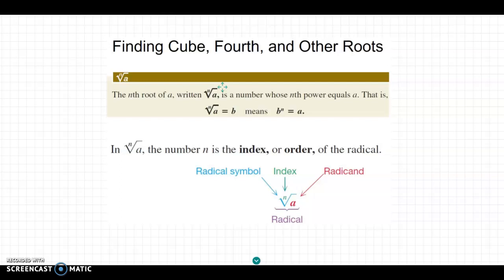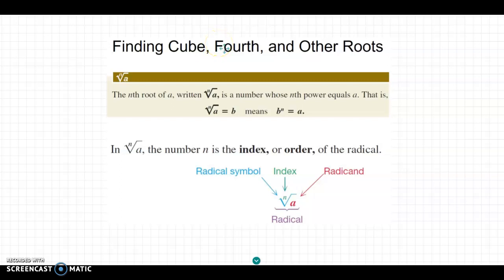And here we are in a new video about roots. In the last classes, we were talking about the square root, how to find the square root of a number or a variable. Now we will talk about different roots. For example, how can we find cube, fourth, and other roots?